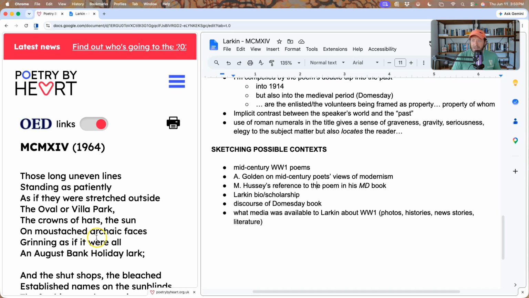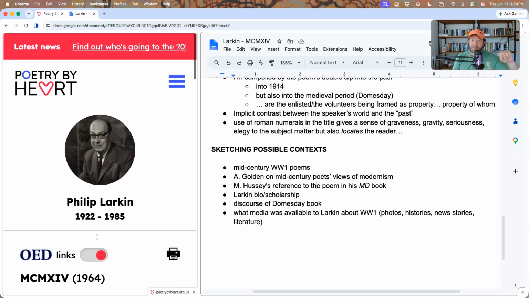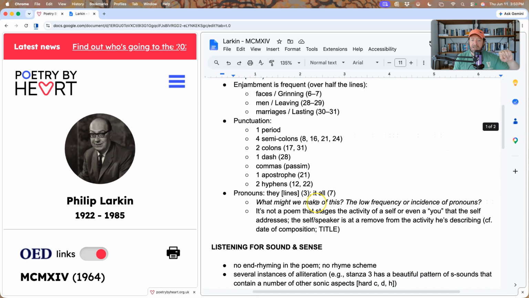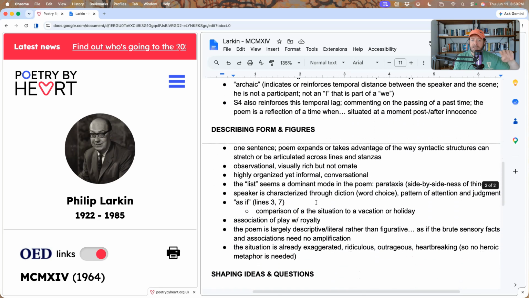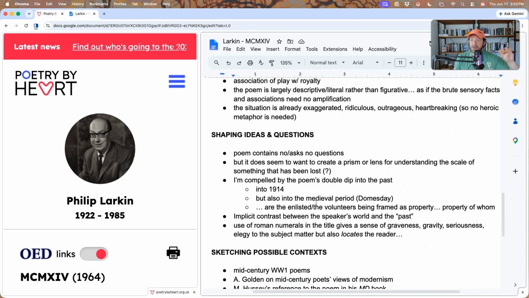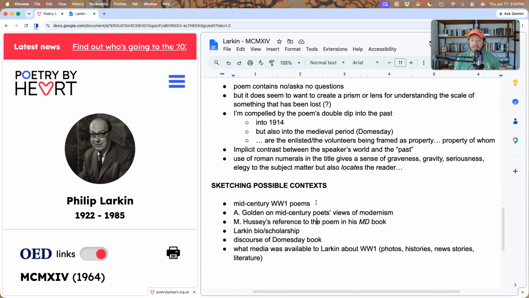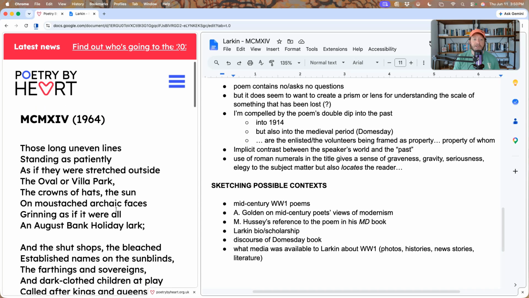All right, before we wrap up, let's read the poem one more time. You'll remember step one was reading aloud. Step two was bean counting. Three, listening for sound and sense. Four, describing form and figures. Five, shaping ideas and questions. Six, sketching possible contexts. There is a step seven, though, which is looking again. And sometimes looking again is just that, just looking again. There are no notes involved, but you never know what might stand out again. I'm going to reread the poem, let us sit in silence for a bit, and then we'll call it a day.